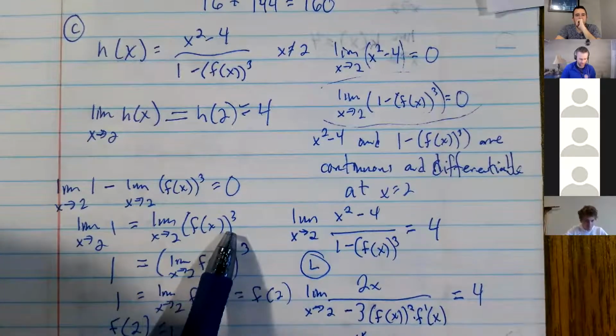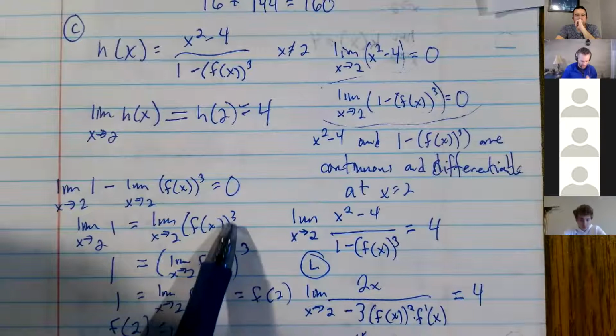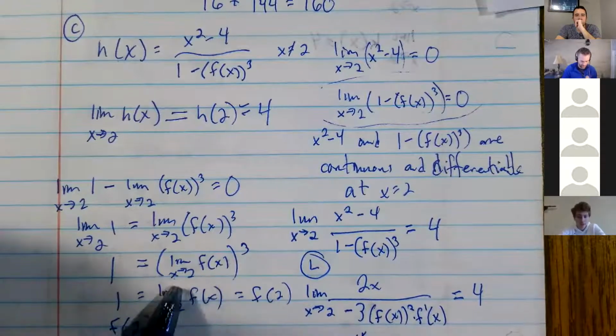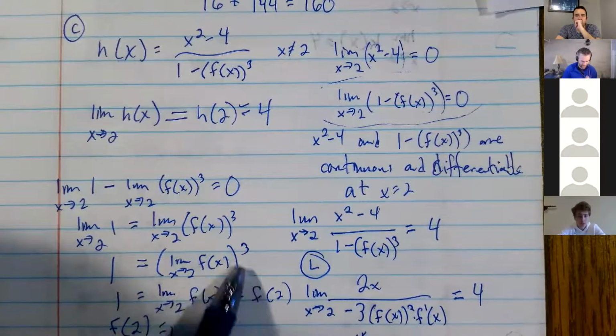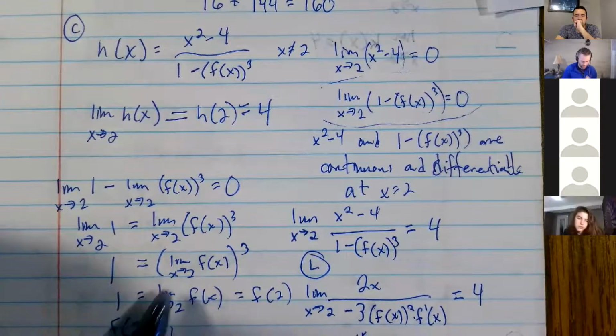Now remember, way back in chapter 1 or unit 1, we talked about this. If you have the limit of something to a power, you can bring the power on the outside of the limit. So the limit as x approaches 2 of f of x cubed is going to equal 1. So if you cube root both sides, you get that the limit as x approaches 2 of f of x is 1. Therefore, f of 2 is 1.